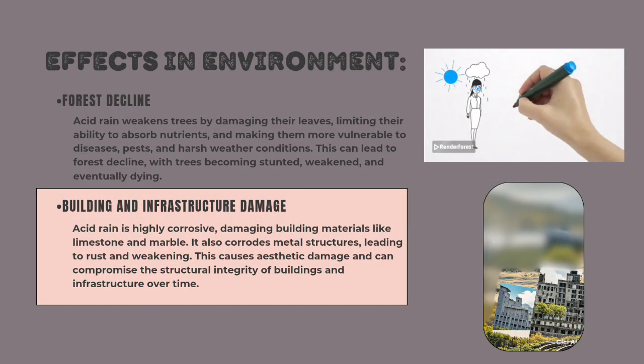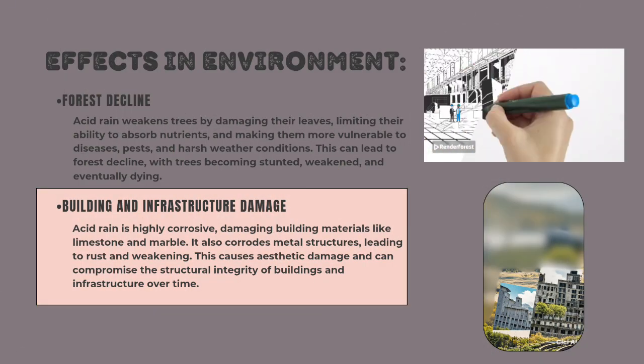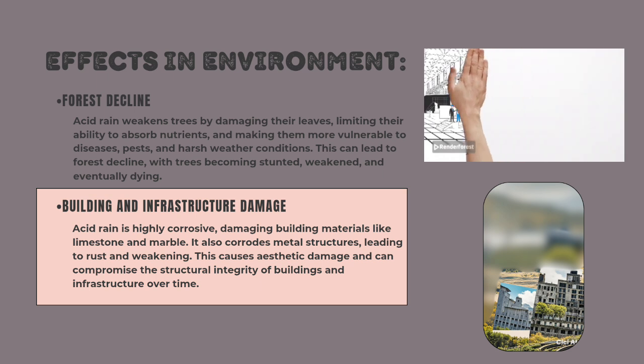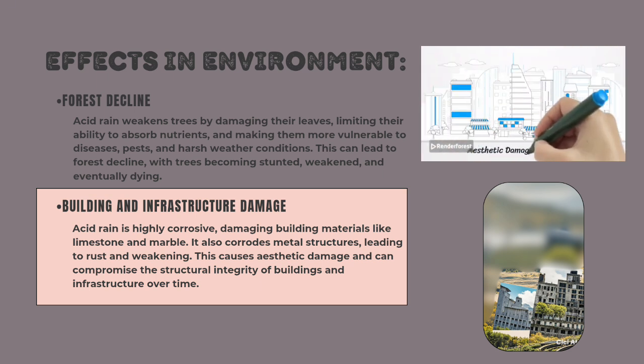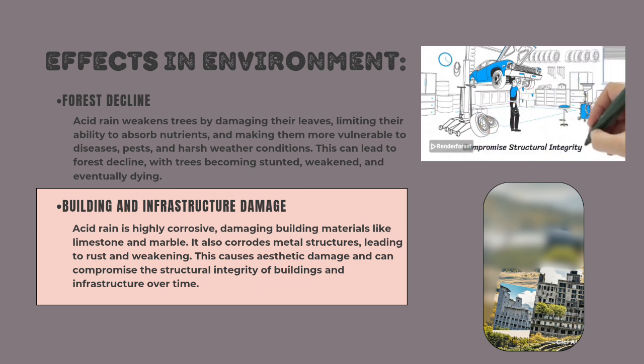Building and infrastructure damage. Acid rain is highly corrosive, damaging building materials like limestone and marble. It also corrodes metal structures, leading to rust and weakening. This causes aesthetic damage and can compromise the structural integrity of buildings and infrastructure over time.